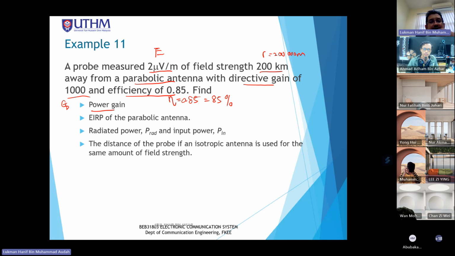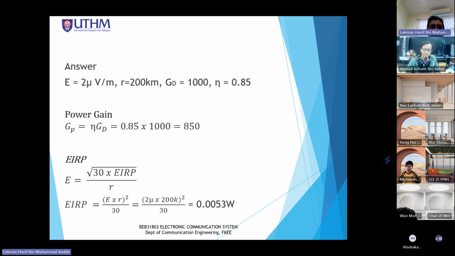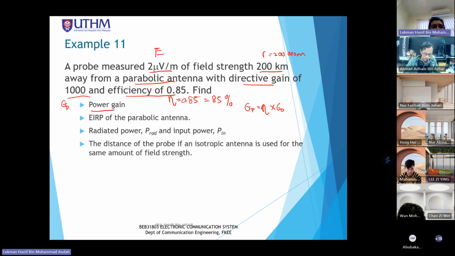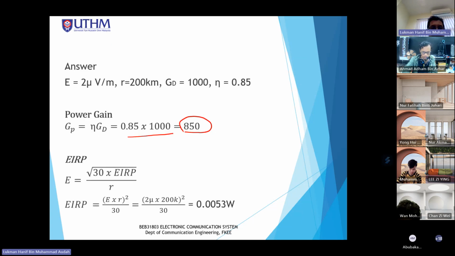Power gain, GP, is equal to efficiency multiplied with directivity gain. So 0.85 multiplied with 1000, and you are going to get 850. The next question asks you to find the EIRP. So it is P times G.